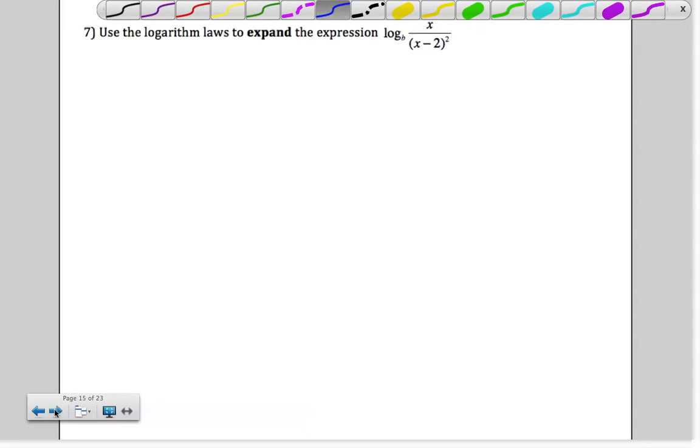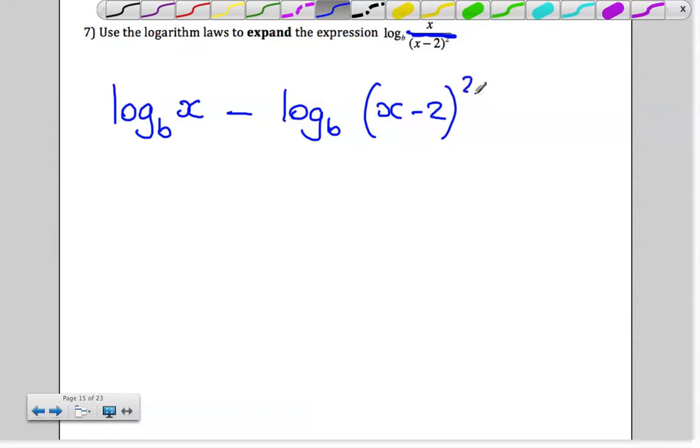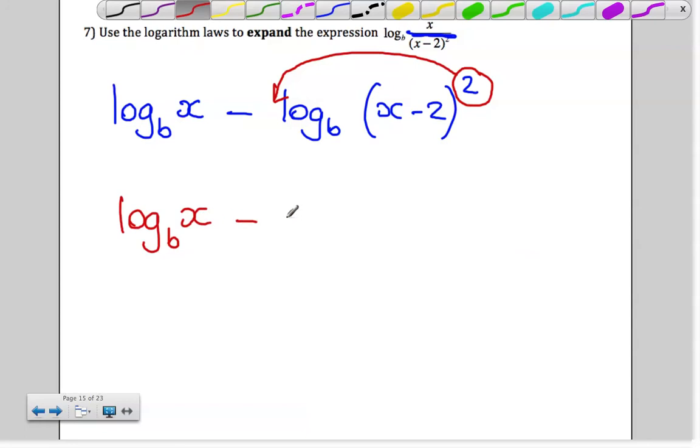Blank page. Oops. Okay. Now we're asked to use logs to expand this time. So there's a division here, which I can split as a subtraction. So log base b of x minus log base b of x minus 2 squared. I've then got a rule that says that if I've got something here, it can go right at the beginning there. So that gives me log base b of x minus 2 log base b of x minus 2.